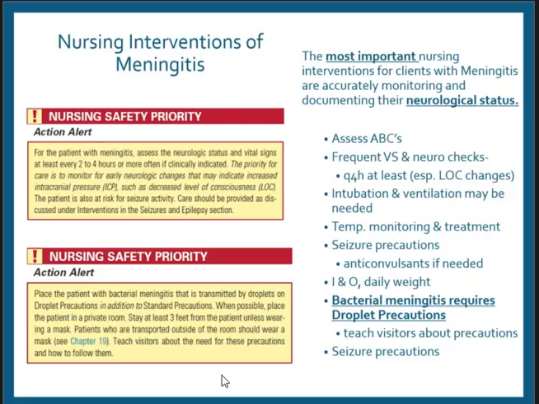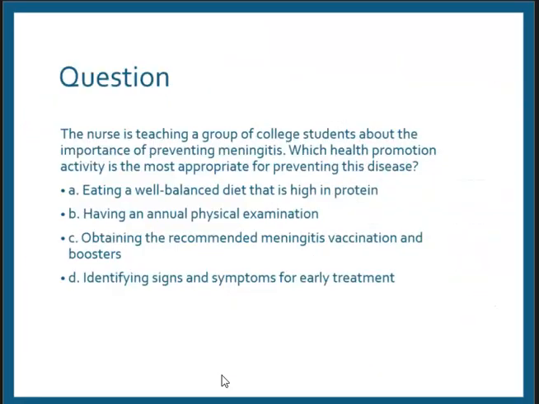The most important nursing interventions for our clients with meningitis are accurately monitoring and documenting their neuro status every 2 to 4 hours. So pupil assessments, neurochecks, pulses, assessing their ABCs. They could likely need to be intubated and sedated. Temp monitoring, seizure precautions. They could go on anticonvulsants, eyes and nose, especially if they're going on mannitol. Bacterial meningitis requires droplet precautions. They are also on seizure precautions.